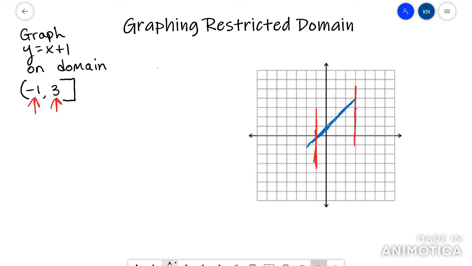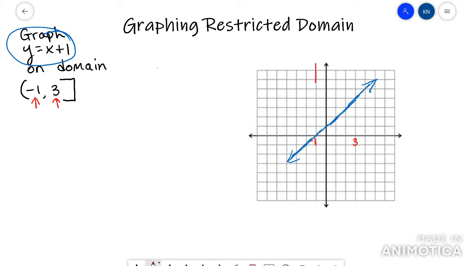So when I approach these problems, the very first thing I do is mark where they want me to cut the line. They want me to cut the left side at -1, which is here, and the right side at 3, which is here. Then I graph this entire line, like so.